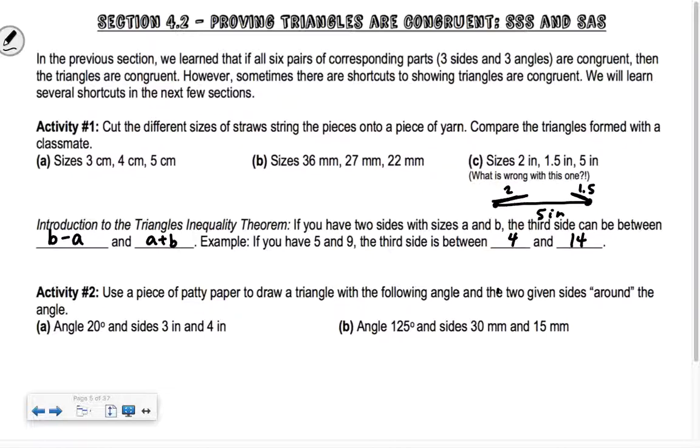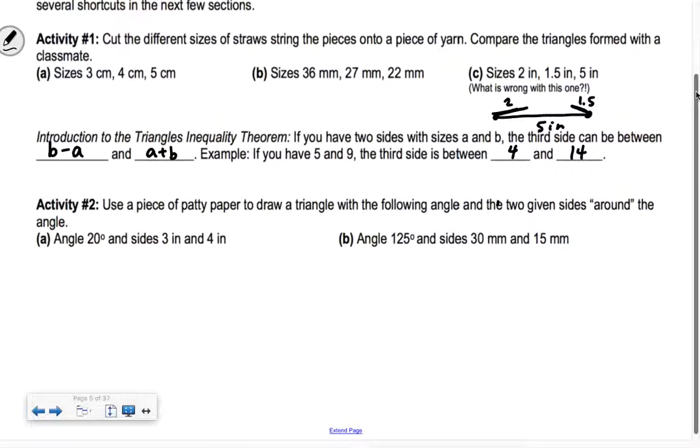Okay, and then activity number 2. It says use a piece of patty paper to draw a triangle with the following angle and the 2 given sides. This one worked really nicely for us. In part A, they definitely matched up on top of each other. So we had 20 degrees here, and then we had 3 inches and 4 inches. If we have an angle between 2 given side lengths, there's only one way to create that triangle, because those are the endpoints, and then we just connect them, right? So everybody's triangles were congruent when we did that.